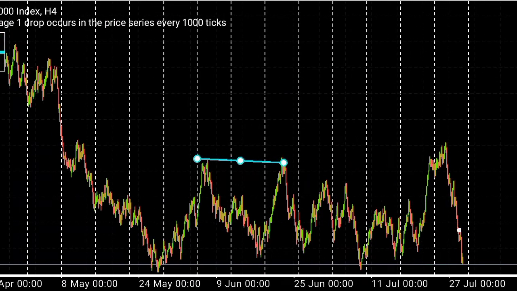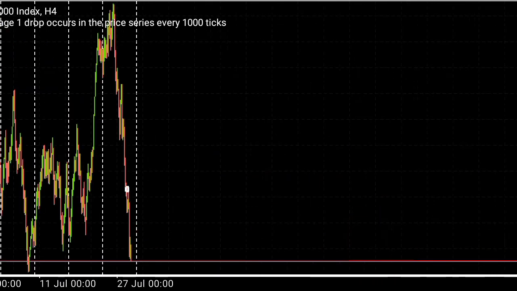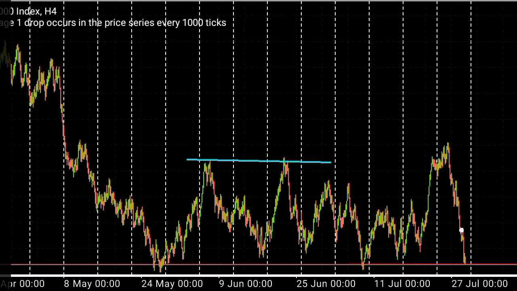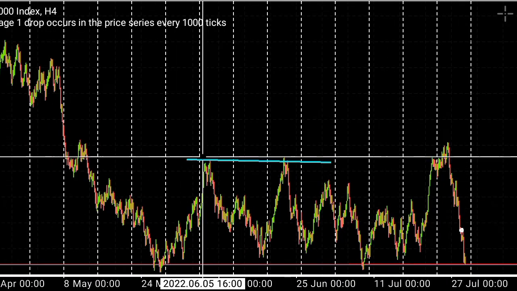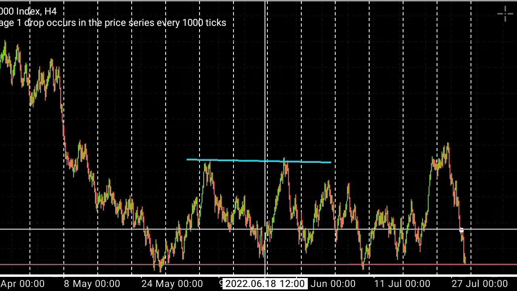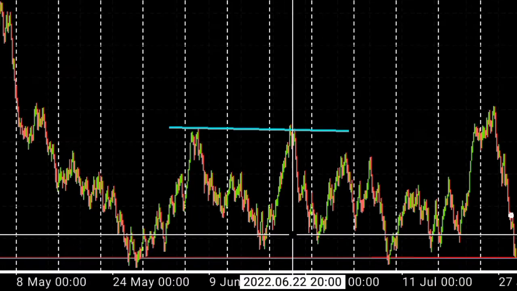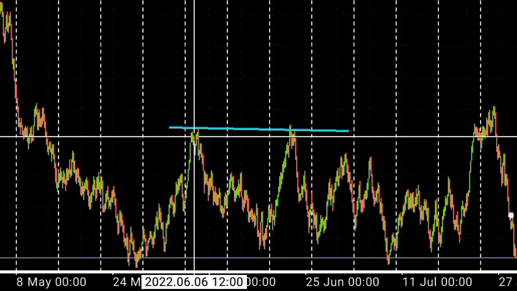Push price, make these equal highs here. Now, after making the equal highs, price drops significantly. It made this first high, pushed down, made this second high, pushed down. But there's something about this second high. This high is a weak high.